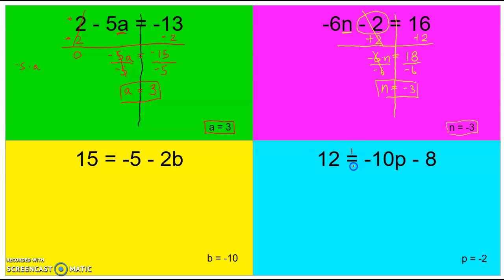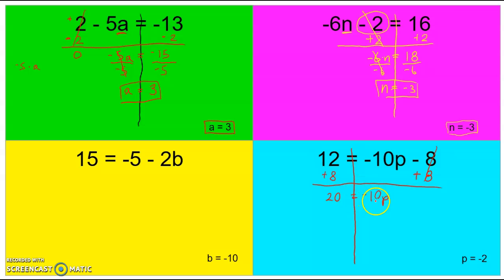So whatever we do to one side of this line, we have to do the same to the other side of the line. Okay. So we want to get rid of this negative 8, right? Well, the opposite of negative is positive, so plus 8. Whatever we do to one side of the equal sign, we do the same thing to the other side of the equal sign. All right. So we have 12 plus 8 is 20 is equal to negative 10p, right? That just comes down there.